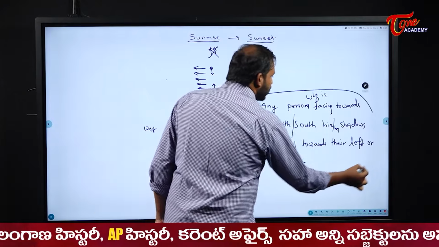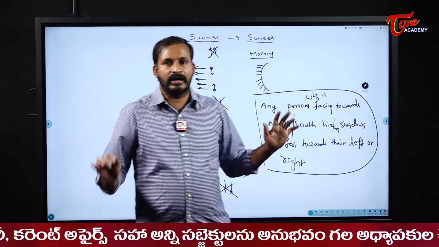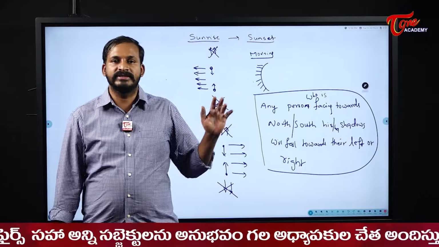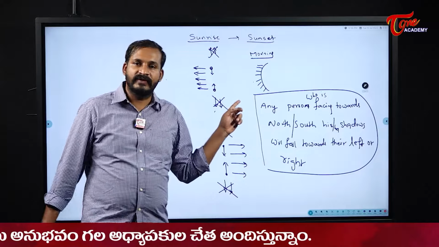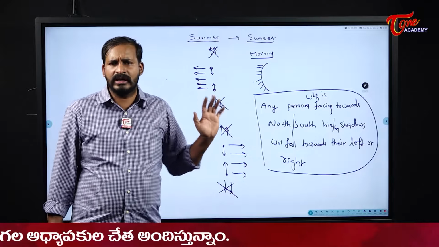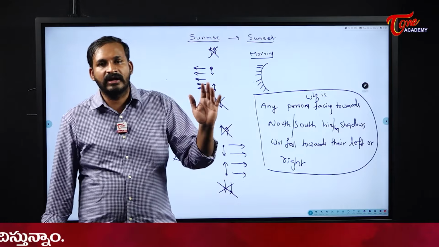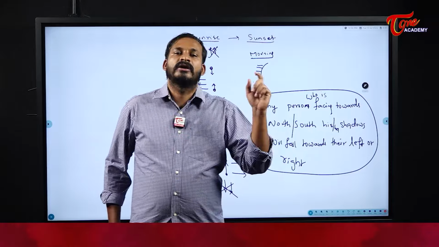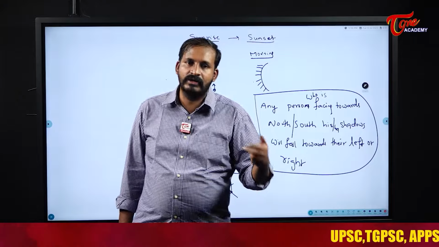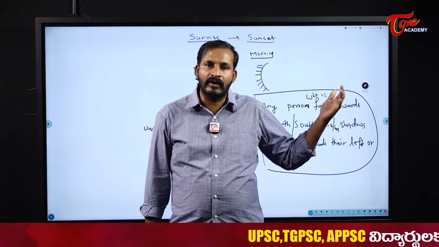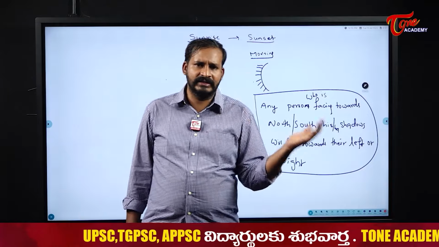Vice versa also we can say, if the shadows of the person are falling to their left or right, obviously they will face either north or south. Whether it is morning or evening, that is secondary. If the shadows are falling towards their left or right, the persons are facing north or south. Simple. And vice versa, if the persons are facing towards north or south, their shadows will fall obviously to their right or left.